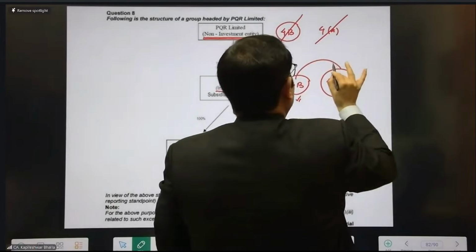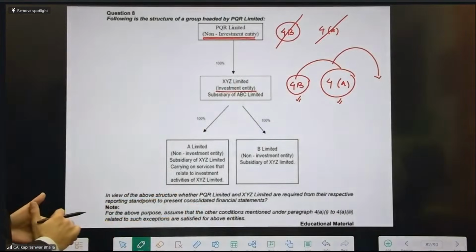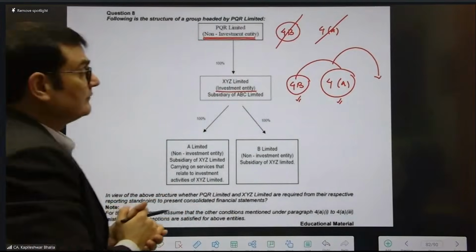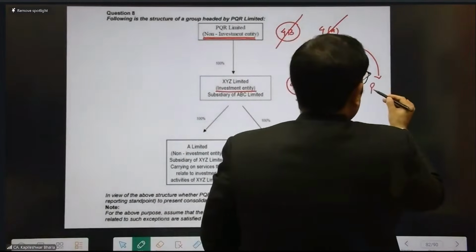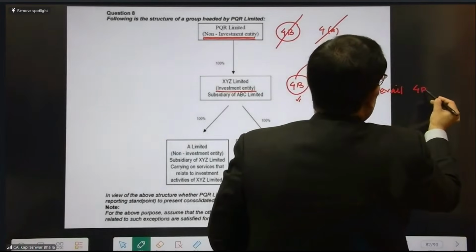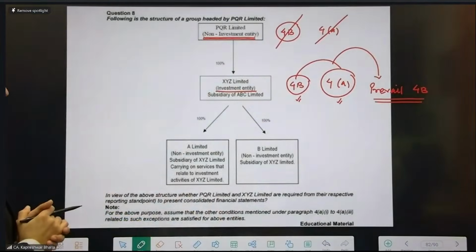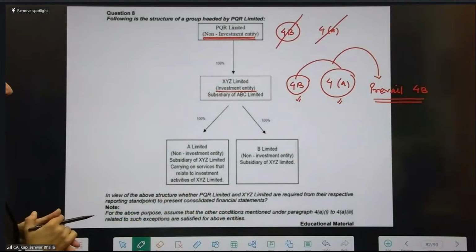And in case it gets the benefits under both of them, what is going to prevail, 4B or 4A? 4B. Correct. So in this case, if it is able to connect both the paras, para number 4B is going to prevail over this. Wonderful indeed. Now let's go to the companies below XYZ.